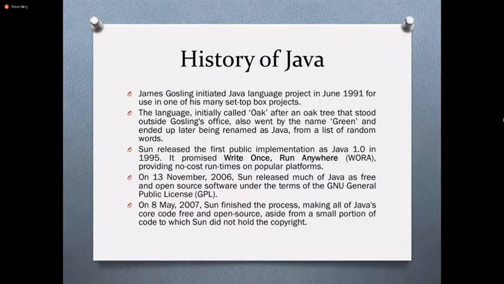Then we discussed the history of the Java language. The father of the language is James Gosling, and this was introduced in 1991. It was initially called Oak, and later it became Java, right? Sun Microsystems released the first public implementation as Java 1.0 in 1995. So it was initiated in 1991 and named Java 1.0 in 1995.